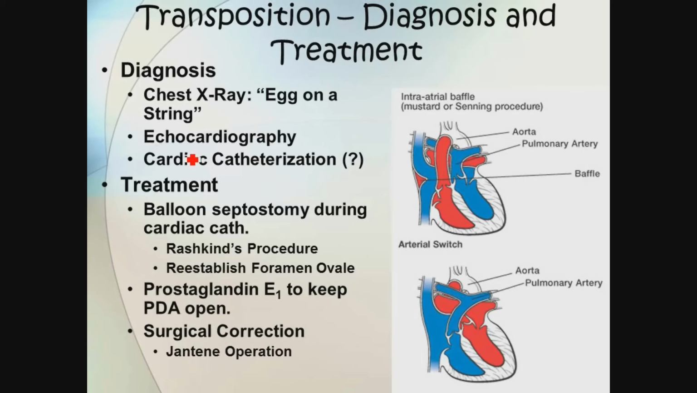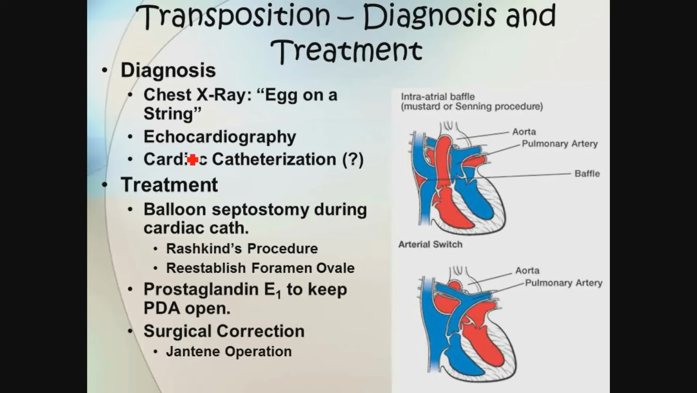Now, why they call it an egg on a string, as you'll see when I show you a picture, I've got no idea on that one. But okay, that's what it's defined as. We diagnose it again by echocardiography. They do all kinds of things to basically recreate the foramen ovale, make it larger again. You don't need to know the Rashkind procedure for that one. I'm not real worried about that.